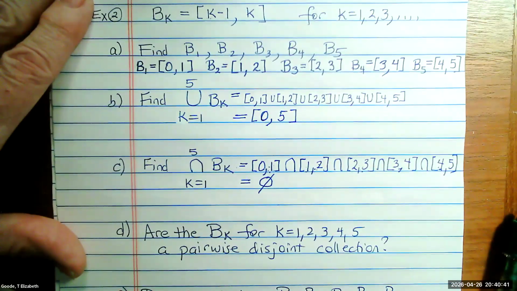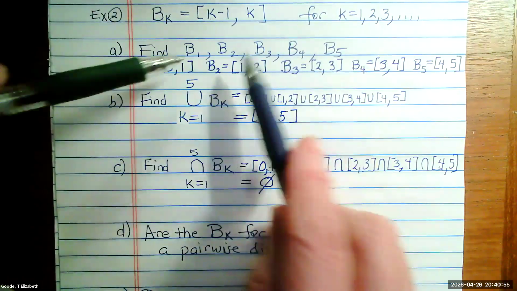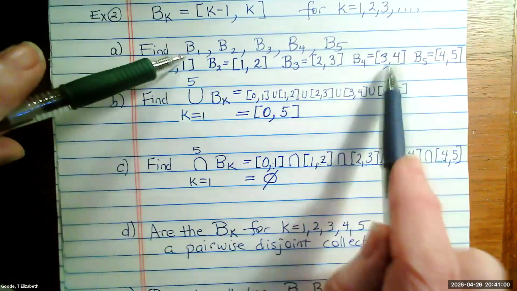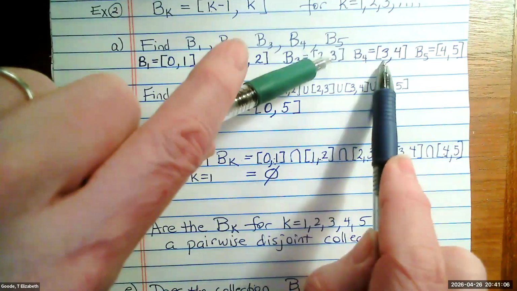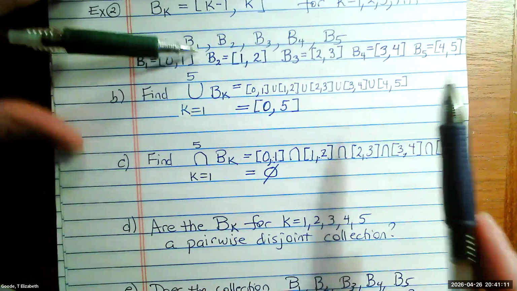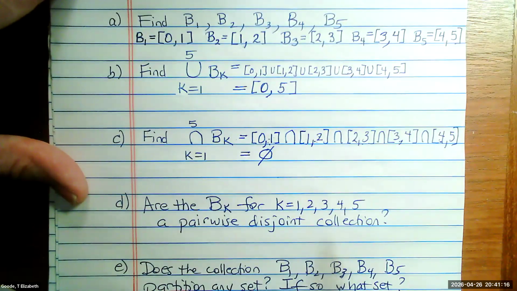But then when we say, okay, are these B sub k's for k equal 1, 2, 3, 4, 5 a pairwise disjoint collection? In other words, if we look at any two of these B sub k's, like these two, or these two, or these two, and intersect these two, will we always get an empty intersection? No matter what two we pick?